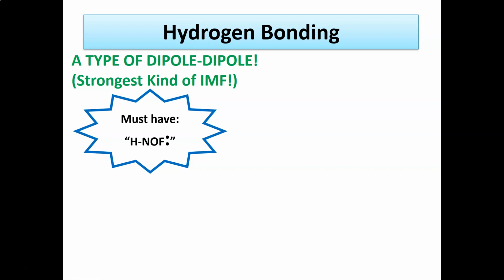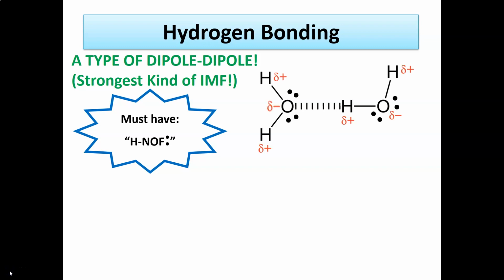People get these problems wrong a lot because they only look at the formula and they don't look at the actual structure. So maybe make a little note to yourself to always draw a little Lewis structure for a problem asking if it's a hydrogen bond or not. So if you look here, we have two water molecules. We have the hydrogens bound to the oxygen. Oxygen has some lone pairs on it.